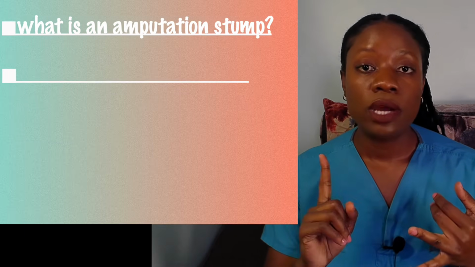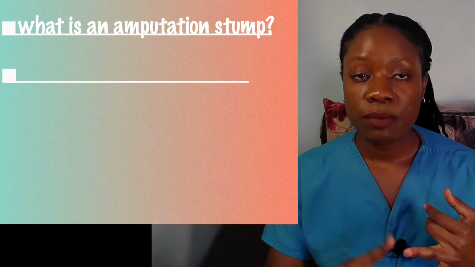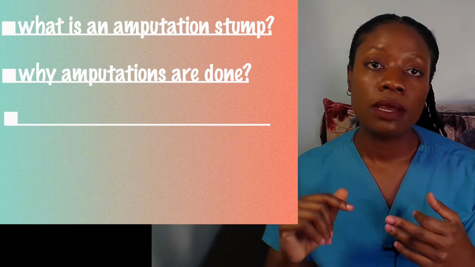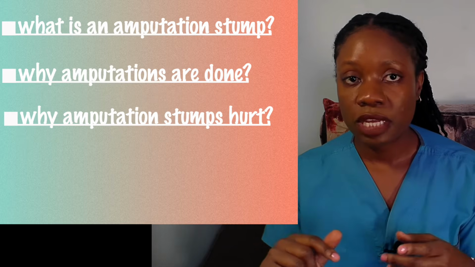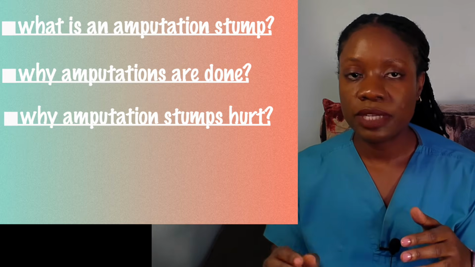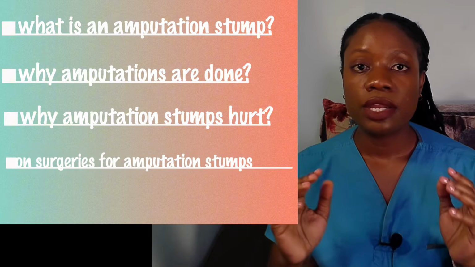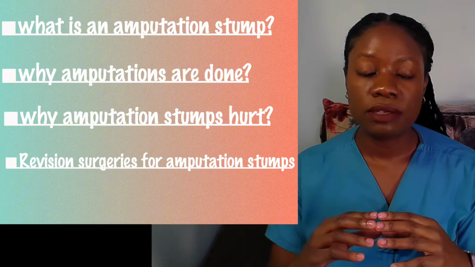So today we'll gently walk through a few of these things, and this will include what an amputation stump is, why amputations happen in children, why stumps sometimes hurt, how to investigate and treat these injuries, and when revision surgery may be needed. So let's begin. What is an amputation stump?